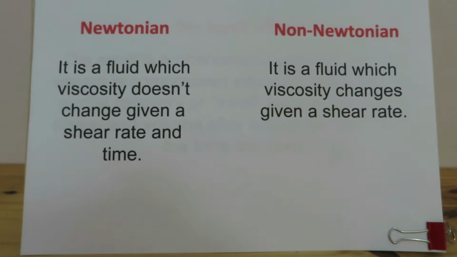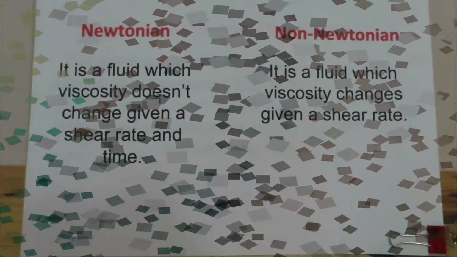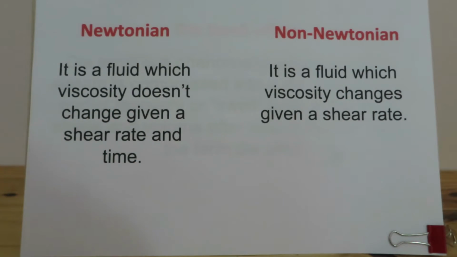Newtonian is a fluid whose viscosity doesn't change given a shear rate and time. For example, water: when you apply a force, the viscosity doesn't change. Non-Newtonian is a fluid whose viscosity changes given a shear rate. For example, cornstarch with water in normal conditions is presented in liquid form. However, when a force is applied, this substance is presented in a solid form.